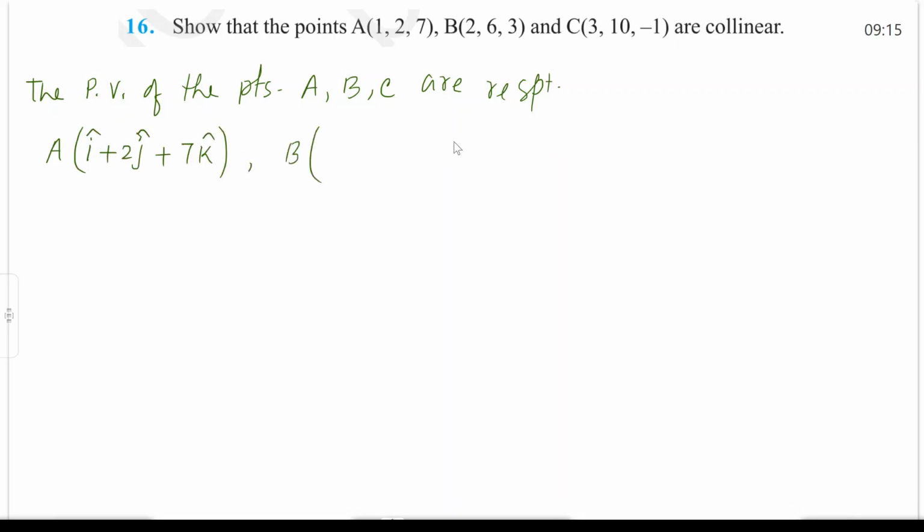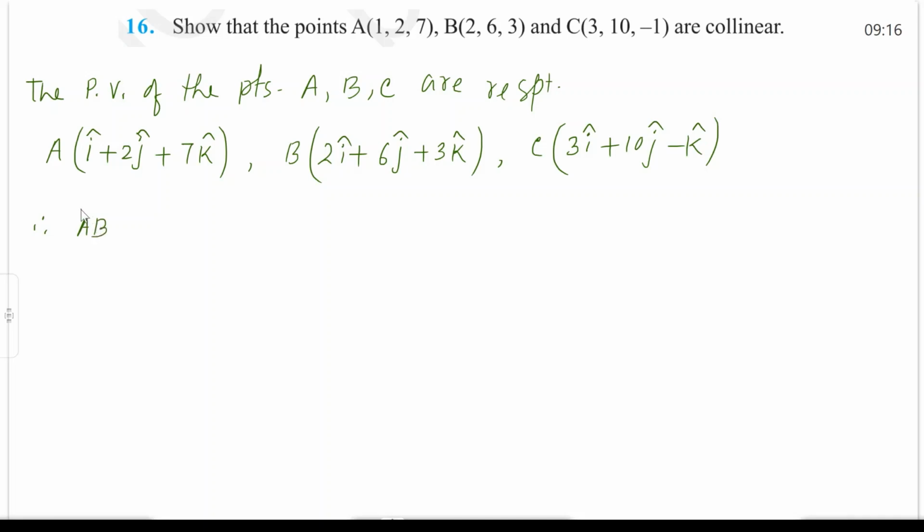Then position vector of B, this is 2I plus 6J plus 3K. So it is 2I cap plus 6J cap plus 3K cap. Then position vector of C is 3I cap plus 10J cap minus K cap. These are the position vectors of the points. So therefore you just find what is AB bar vector.